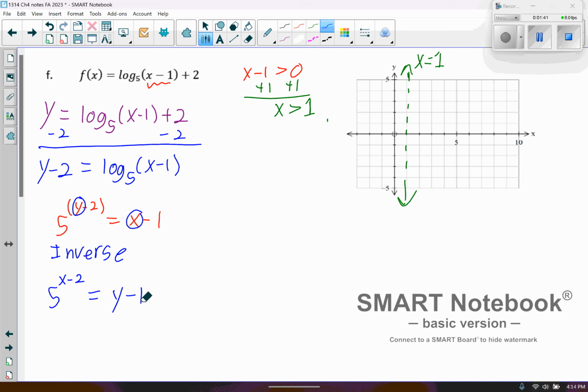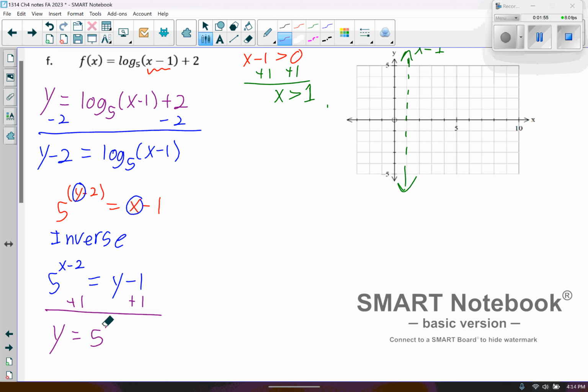And now this is my inverse function, and I'm going to clean it up a little bit by adding 1 to both sides. And I'm going to put my y on the left side. I just like having it over there. And so now we're going to have y equals 5 to the power of x minus 2, plus 1. And so what I want to do here is make a table. And then once I make my table, we'll swap the x and y values, and that will be my table for my original logarithmic function that I'm trying to graph here.